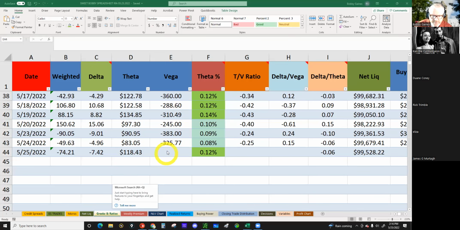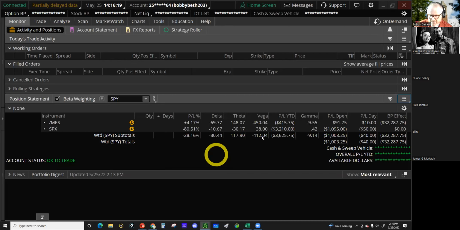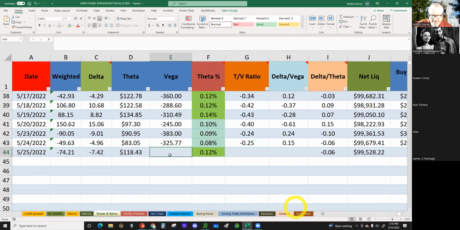We're in the process of entering our Greeks for the account. We're down just a little bit on the day. Our Vega is negative 413. Let's see how everything looks. Mute everybody. All right, so our theta is fine, 0.12% in the IRA account.